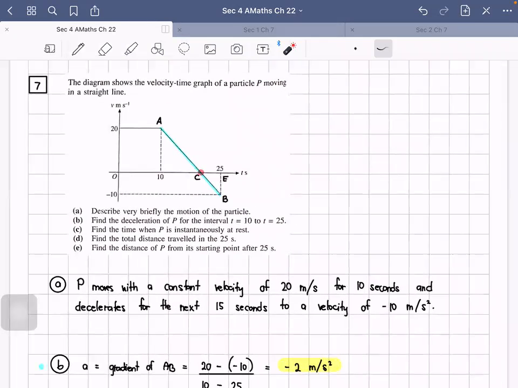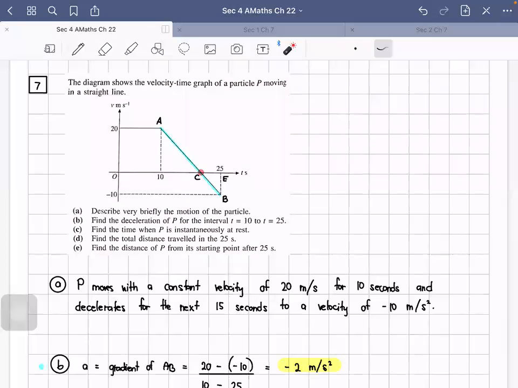So you can turn to the next page, and let's have question number 7. This diagram shows a velocity time graph of a particle P moving in a straight line. So this is the particle, this one.